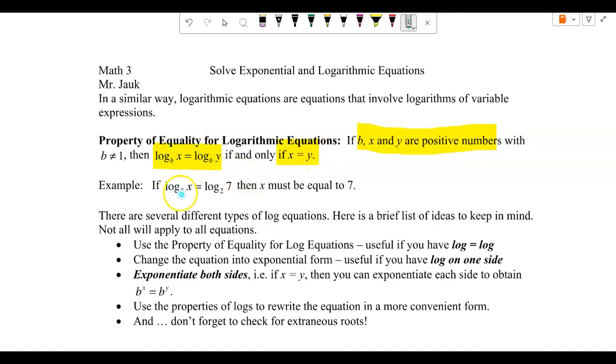Like if log x is equal to log 7, then x is equal to 7, only because the base is 2 on both of them. Only when log to the base 2 is on both sides.